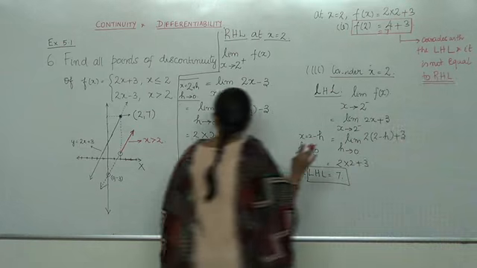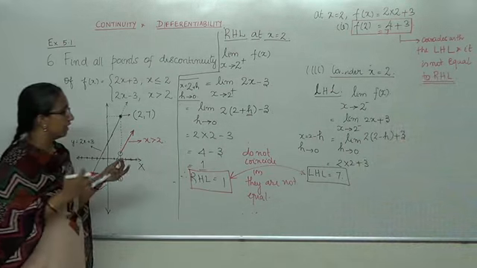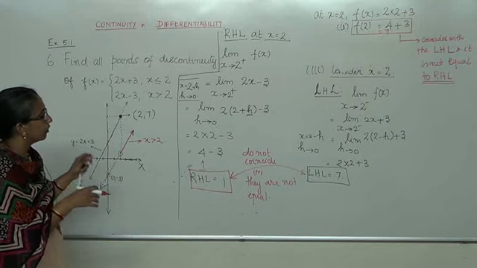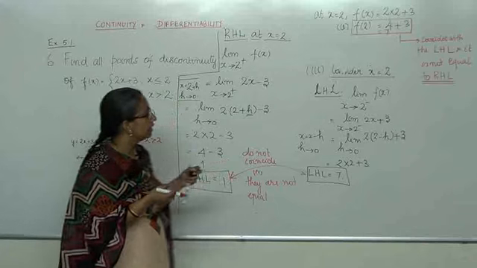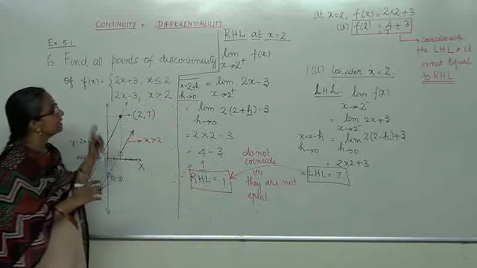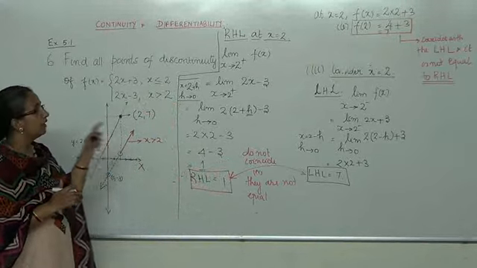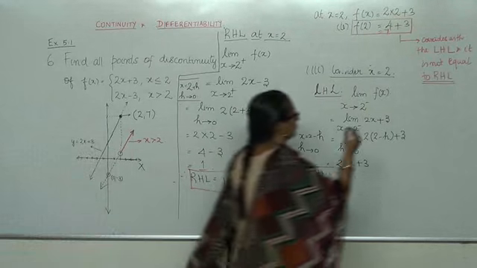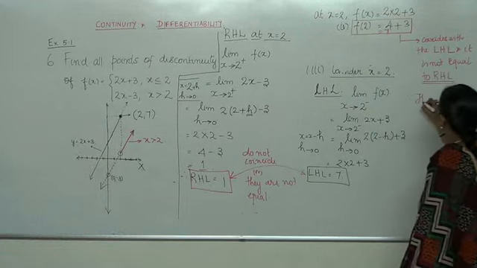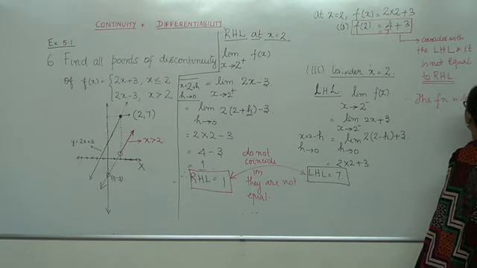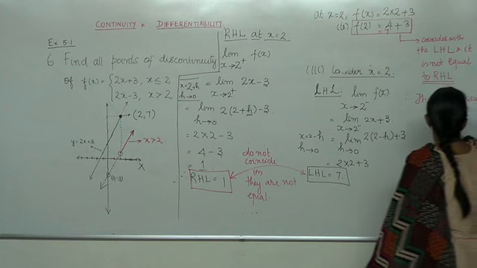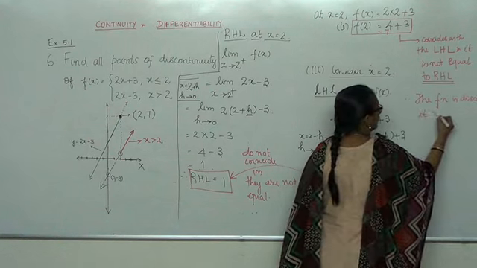Thus, we can clearly say that LHL and RHL are not equal, and f of 2 coincides with the LHL and it does not coincide with the RHL. Therefore, the function is discontinuous at the point x is equal to 2.